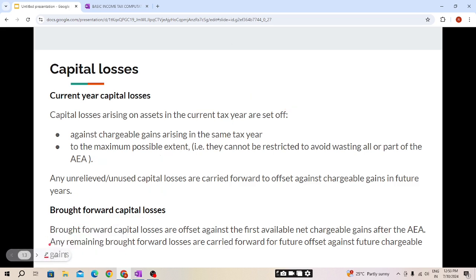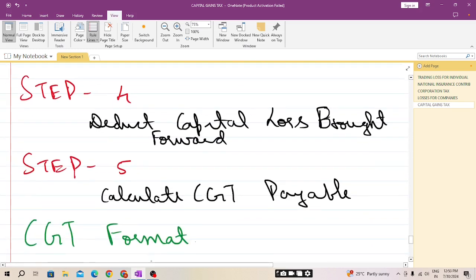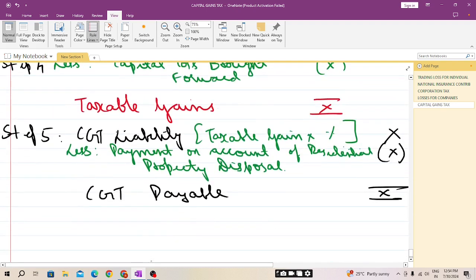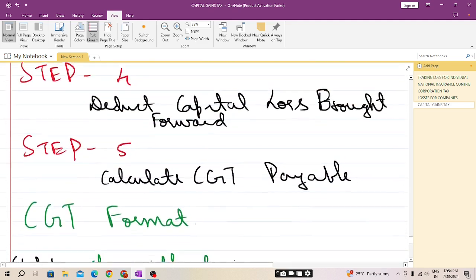I hope the capital loss part is clear, students. Now coming to step number 4, capital loss brought forward, we will deduct it, no issues. Then we have seen the format also, students. We have already covered the format, no issues in that.